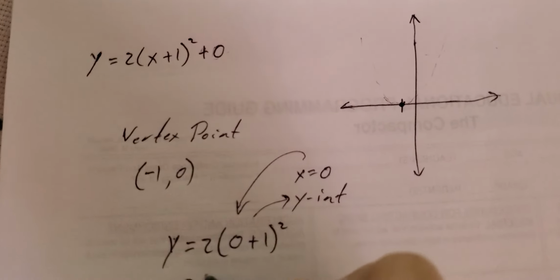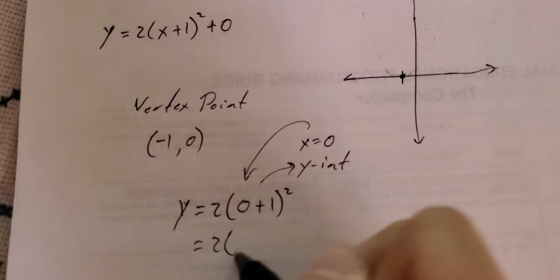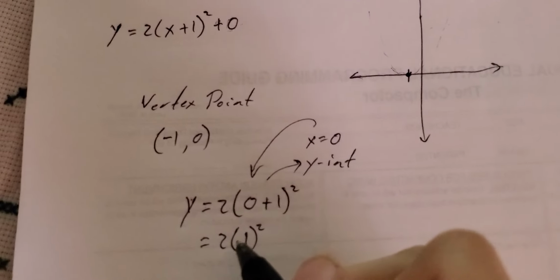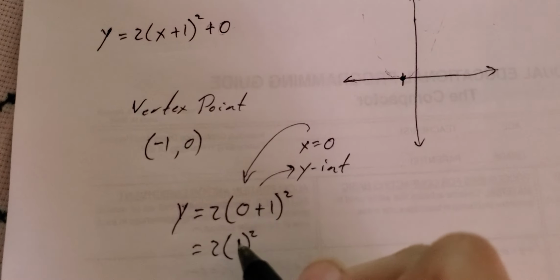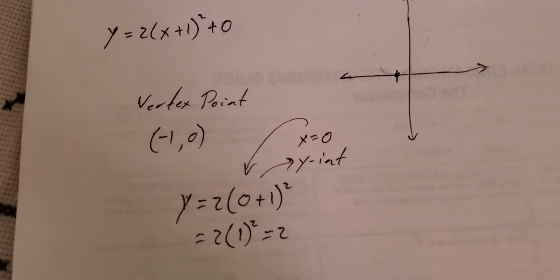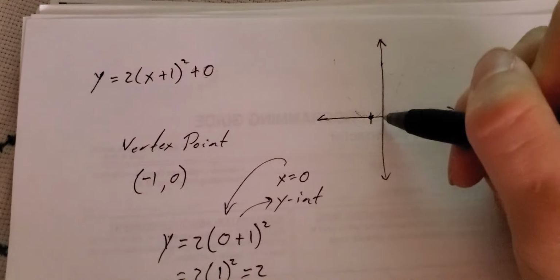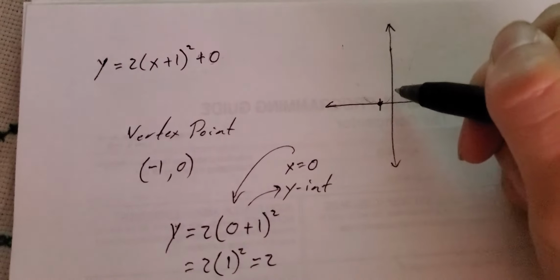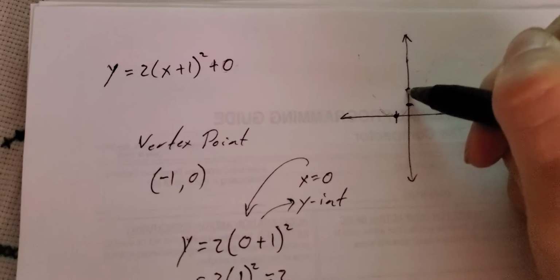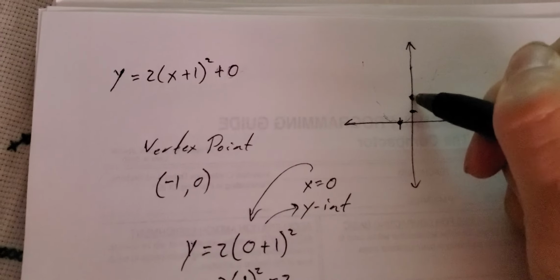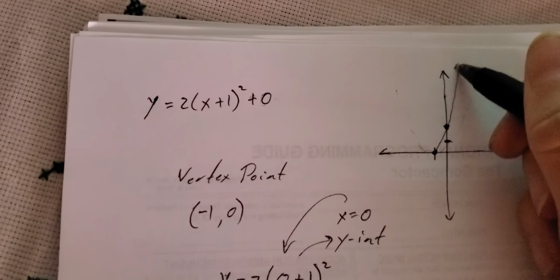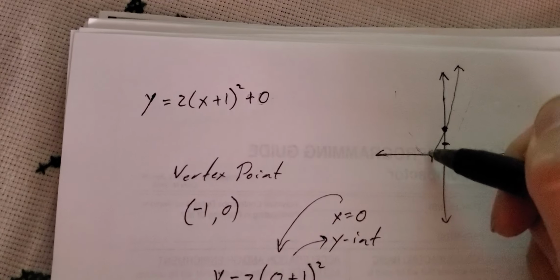So this gives me 2 times, well, 0 plus 1, that's just 1, squared. And then I get 1 squared, that is just 1, times 2, 2. So when x is 0, my y-intercept is 2 units up. 1, 2. 2 units up. I have this point, my y-intercept. I know my graph is going to go through it like this, making a U shape. And it's also going to go this way.